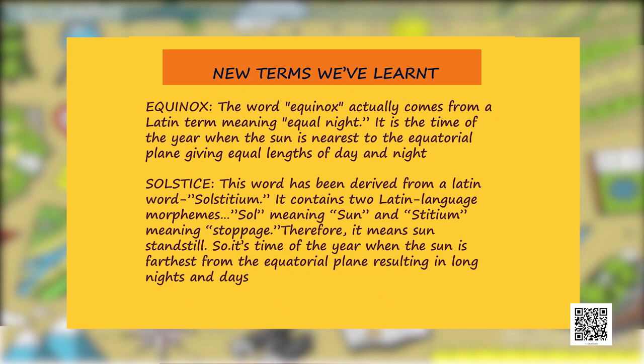Equinox. The word equinox actually comes from a Latin term meaning equal light. It is the time of the year when the sun is nearest to the equatorial plane, giving equal lengths of day and night. And lastly, solstice. This word has been derived from a Latin word, solstitium. It contains two Latin morphemes, sol meaning sun and stitium meaning stoppage. Therefore, it means sun standstill. So, it's the time of the year when the sun is farthest from the equatorial plane, resulting in long nights and days.